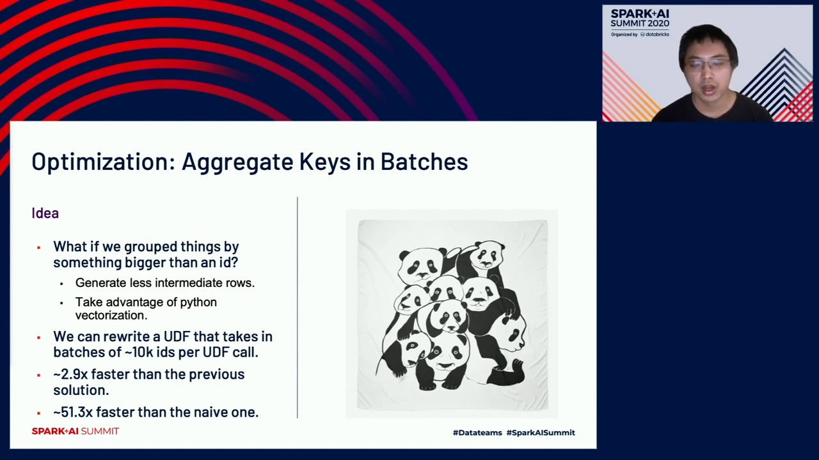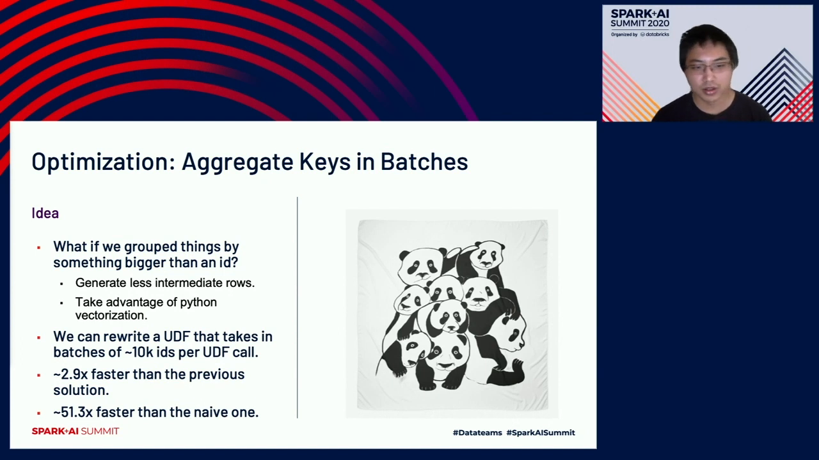So what we're going to do is write a user-defined function that, instead of taking in the data from a single ID, takes in data from batches of around 10,000 IDs per UDF call. What this allows us to do is generate far fewer intermediate rows, and we'll actually have our UDF work as a partial batch operation, into which we take in batches of IDs and compute partial counts, and then we take the sum of the partial counts to get our final answer.